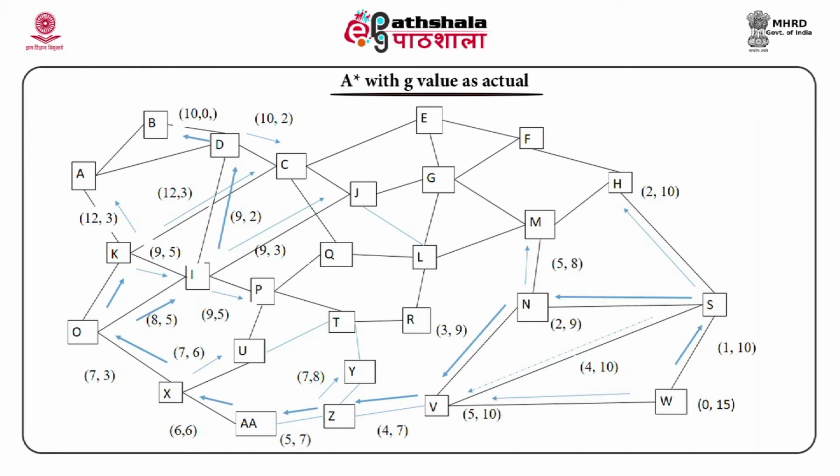Next, there are 2 children of Z, Y and A. Y obviously is more expensive than A, so we'll choose A. Then X. X has 2 children, O and U. O seems cheaper because 7 plus 3, that is 10, compared to U, which is 13 in total. So we explore O next. Again, there is one more twist in the tale coming next. There is a path from O to K, which is 9 and 5.